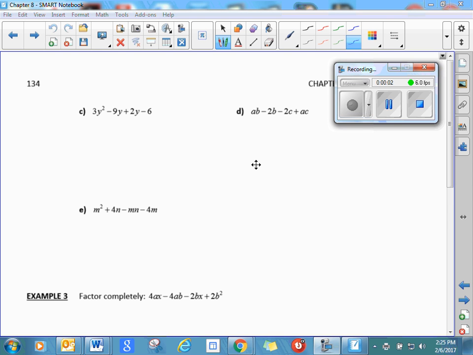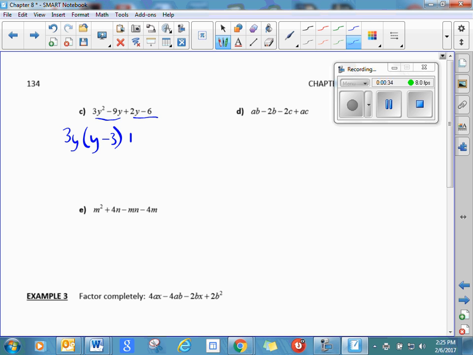Okay, we've got a few more problems to do with factoring by grouping. We're on page 134. If you look at example C, you are thinking, okay, there's my group and there's my group. What can I take out? I can take out the GCF, the common factor, of 3y. And what's left on the inside of the grouping symbol is y minus 3.